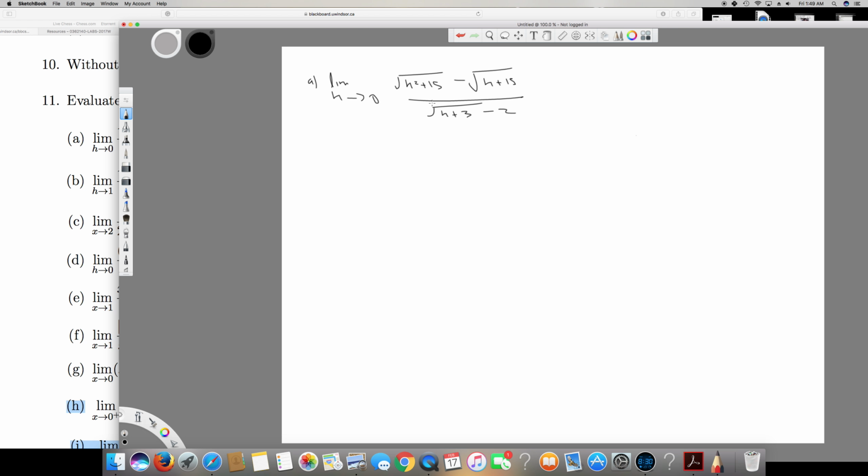If they have given something like that, what I have to do is get rid of this square root sign. In order to do that, if it's minus, I have to multiply by plus, in the bottom and the top.